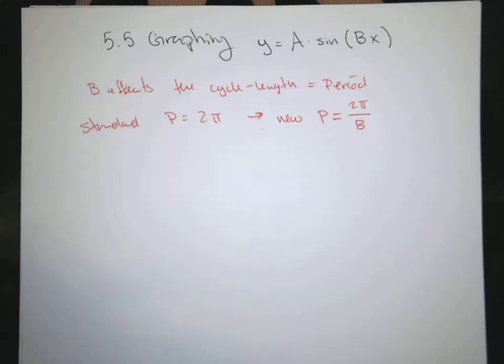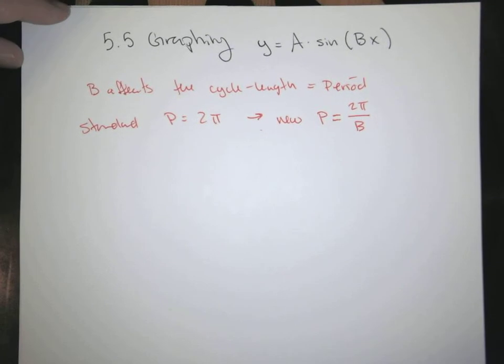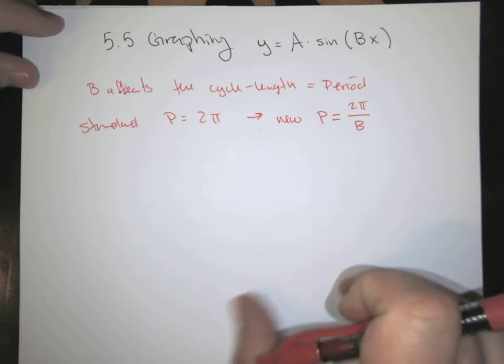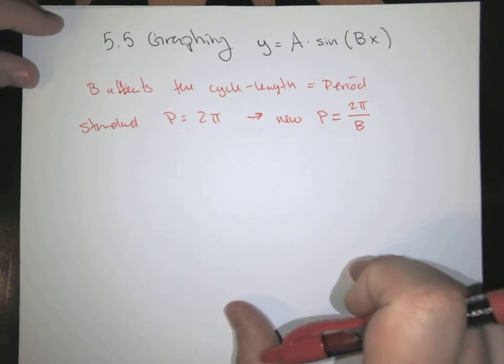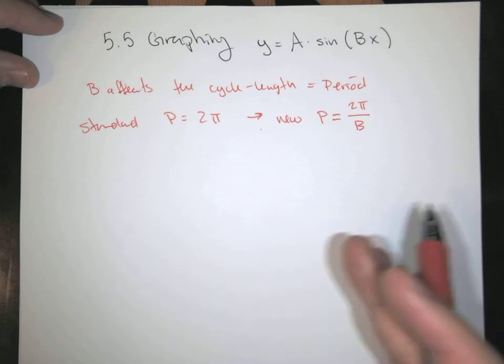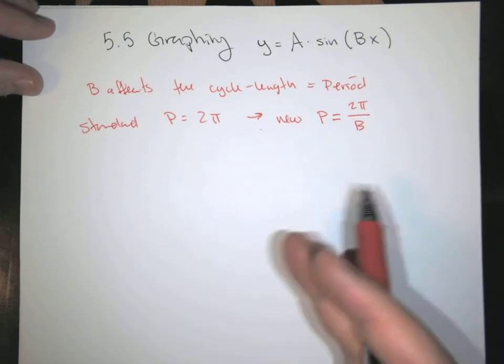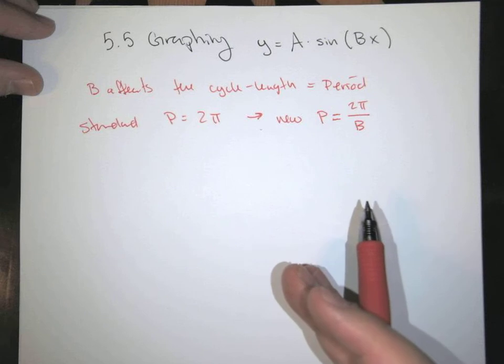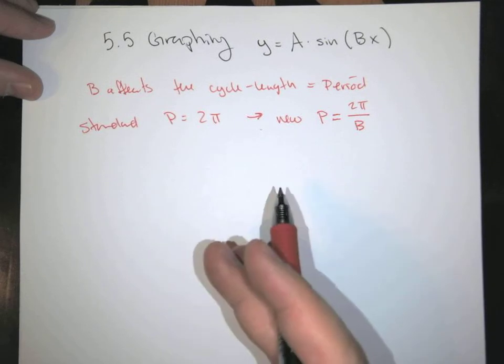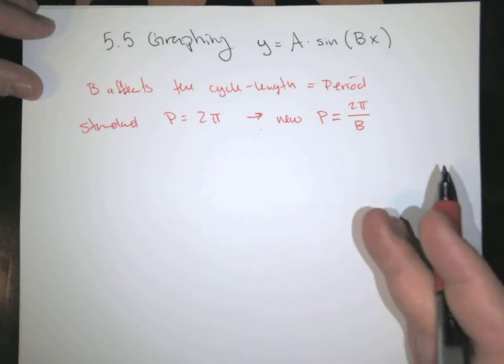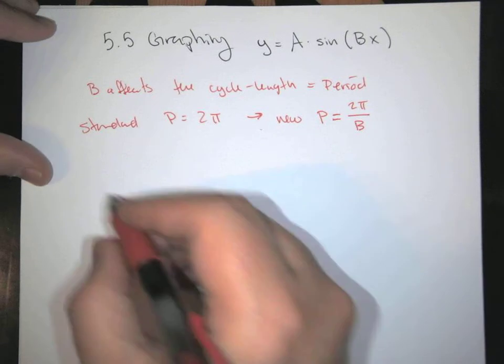And then that sort of in turn is going to affect a little bit where our key points live. So if we're changing how long the cycle is, if it's not just 0 to 2 pi, then that means our halfway points and our quarter points, right, those quadrant points, are not going to fall on 0 and pi over 2 and pi and 3 pi over 2 and 2 pi. Those are going to change also.